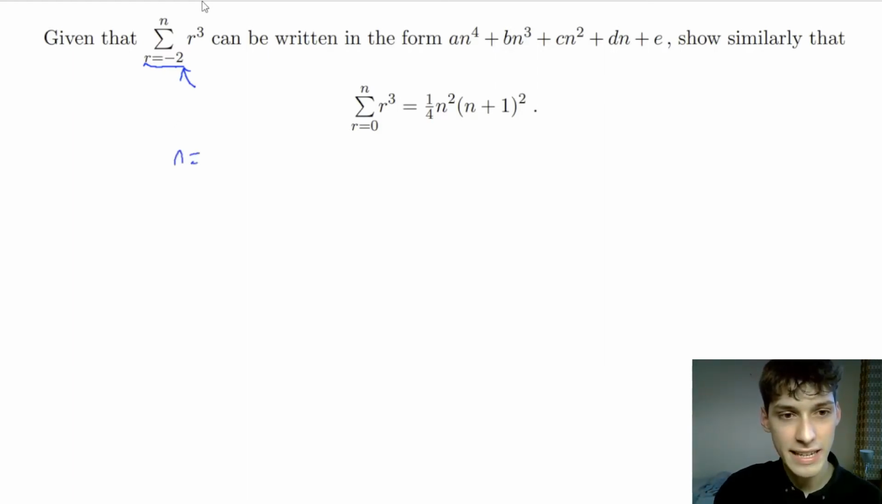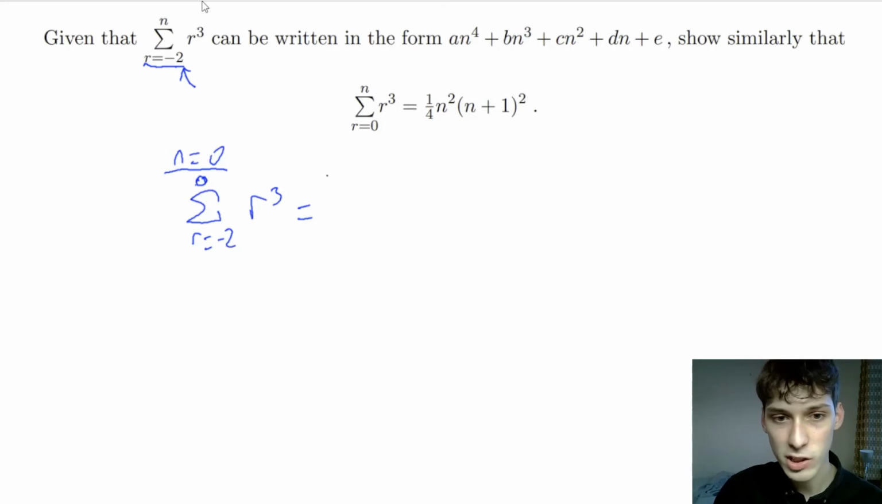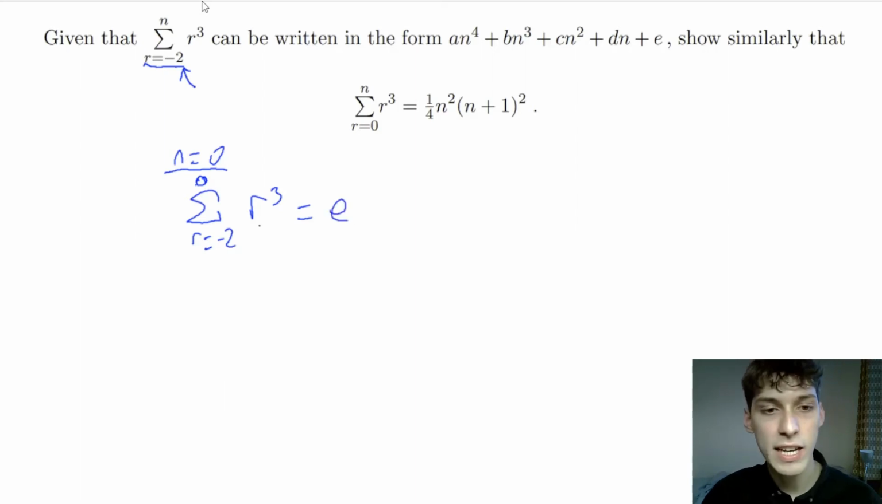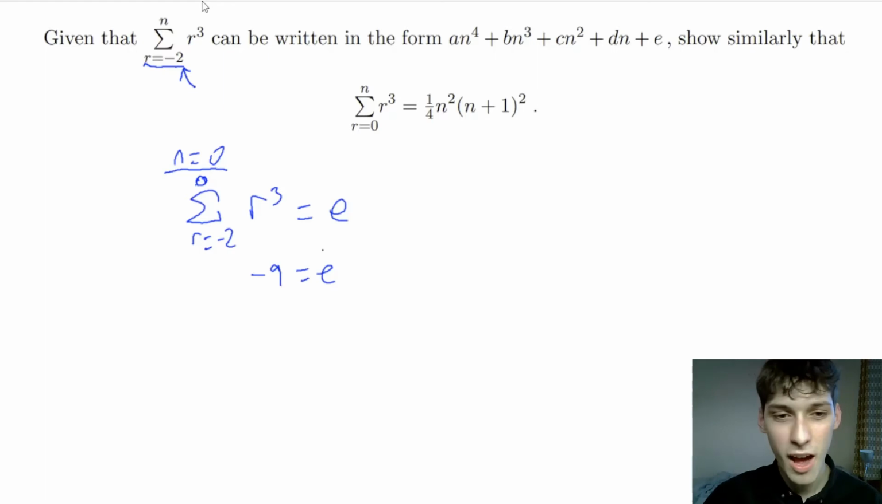So let's set n is equal to 0, and so the left hand side becomes the sum from r is equal to minus 2 to 0 of r cubed is equal to, all of these terms cancel other than the e, and this left hand side is going to be equal to minus 8 plus minus 1, so that's minus 9 is equal to e. So we already have our value e, it's looking pretty good.